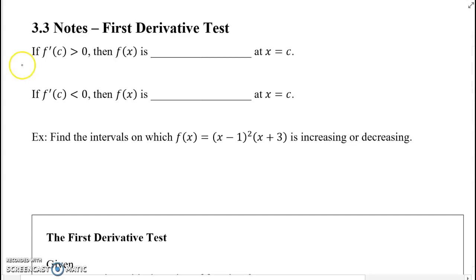Because we know that the derivative is the slope function, then we should be able to figure out what goes in these blanks. If the derivative of a function at c is positive, in other words, if the slope of the function at c is positive, well, what does it mean to have a positive slope?